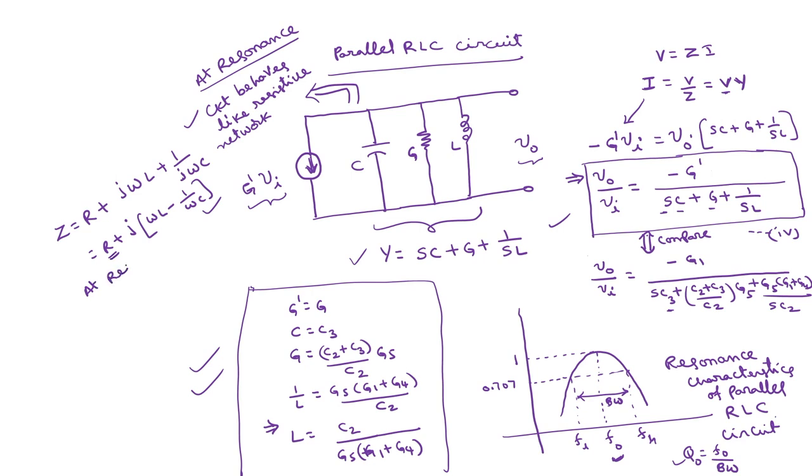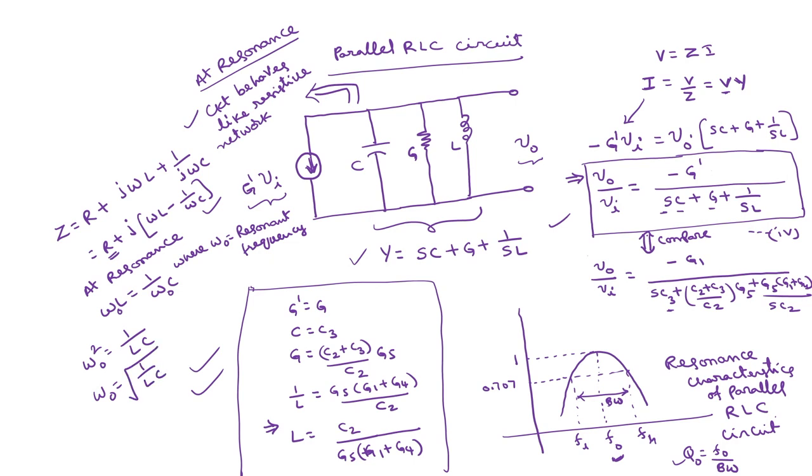So at resonance what happens? Omega L is equal to 1 by omega C. If I call this resonant frequency as omega naught, where omega naught is the resonant frequency. So what is the expression for the resonant frequency? Omega 0 square is equal to 1 by LC, or omega 0 is equal to square root of 1 by LC. This is the resonant frequency of parallel RLC circuit. Now what is the resonant frequency? The resonant frequency in case of parallel RLC circuit is similar to the central frequency of band pass filter.